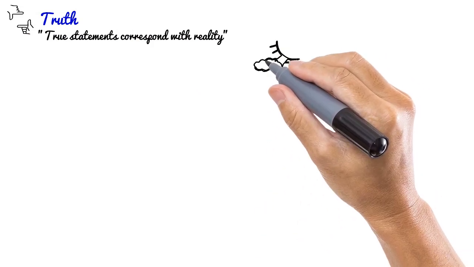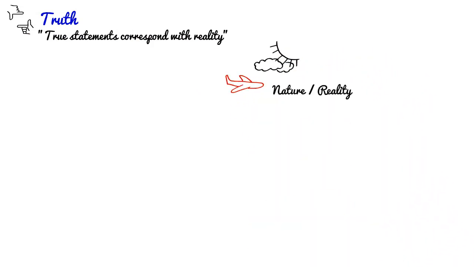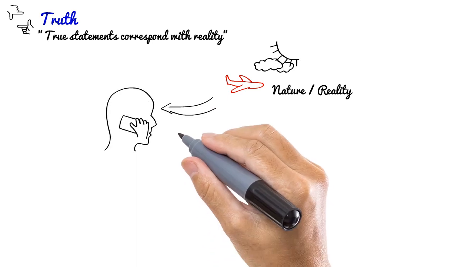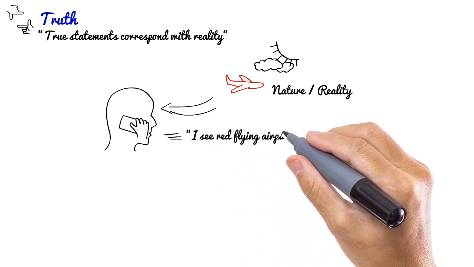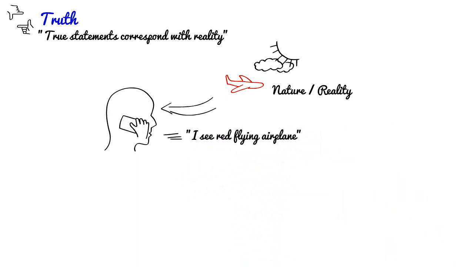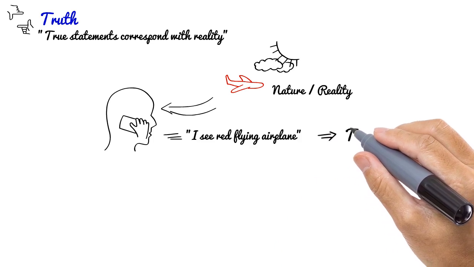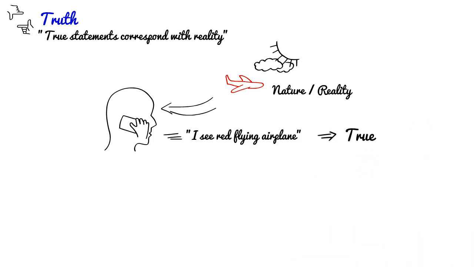Let's imagine that you are seeing a flying red airplane right now yourself. What do you think about the phrase "I see a red flying airplane," which you are telling over the mobile phone to your friend? Do we consider such a statement as truthful? Of course it's true, keeping in mind our presuppositions about the physical world existing and your vision being generally reliable.